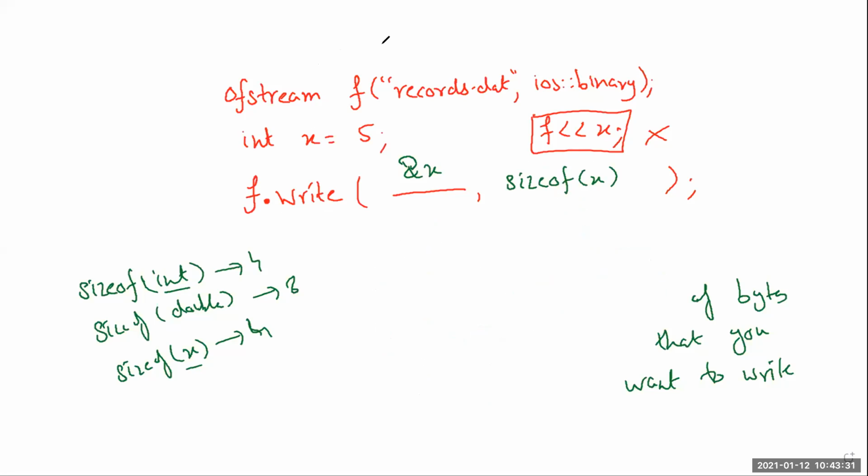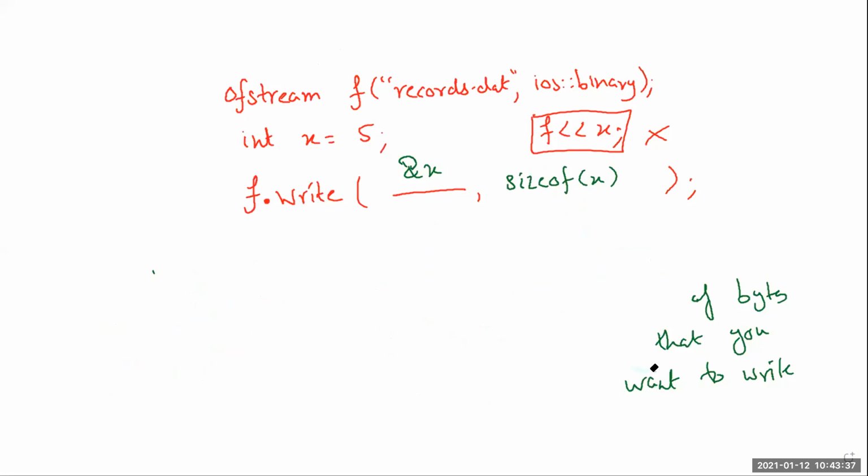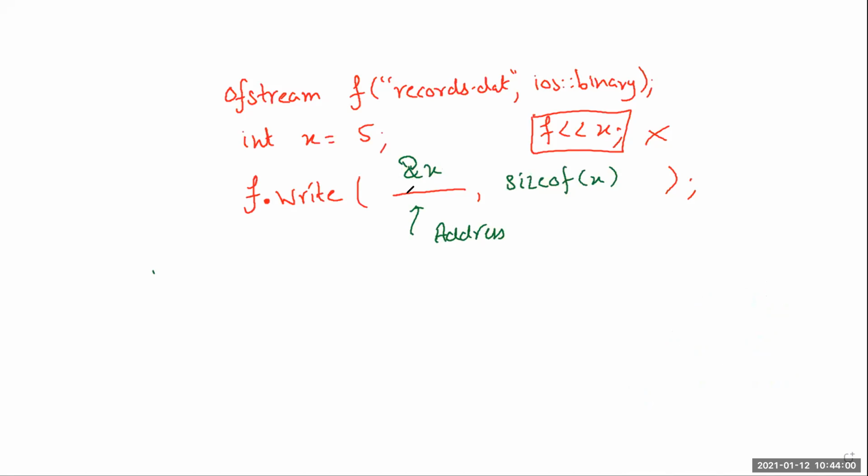It is final. Now we come back to the first argument, which we need to discuss something more about. So let me just gain some space on the board and then I write. As I told you, the first argument is the address of the variable which you want to write. We want to write x, so the address is address of x. Logically it seems correct. It is actually correct, but it is incomplete.